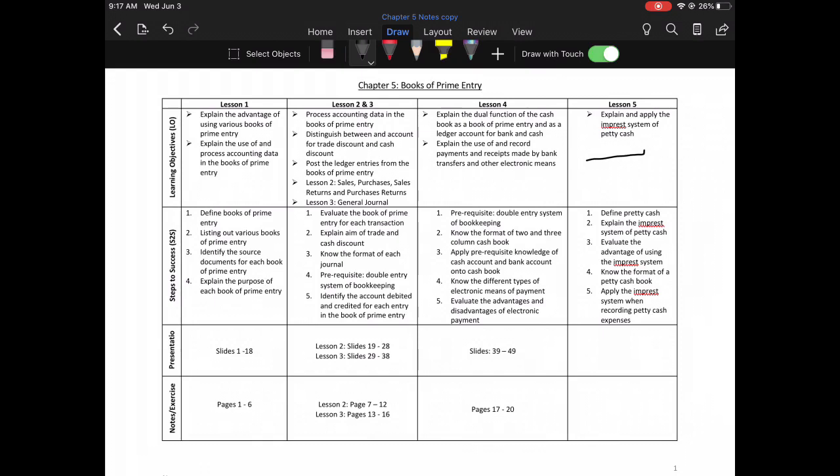Okay, so let's look at lesson 5, the learning objective. The learning objective is to explain and apply the Imprest system of petty cash. So what are the steps to success? Firstly, you have to define what is petty cash, explain the Imprest system of petty cash, evaluate the advantage of using the Imprest system. You have to know the format of a petty cash book and then apply the Imprest system when you record your cash expenses into the petty cash book. Okay, so let's look at the notes.